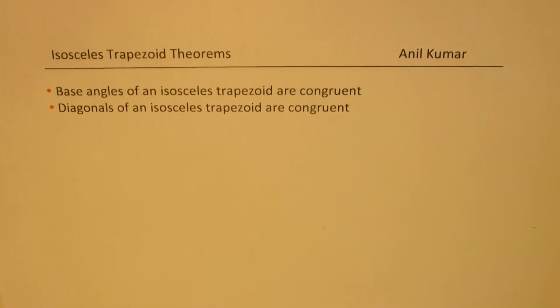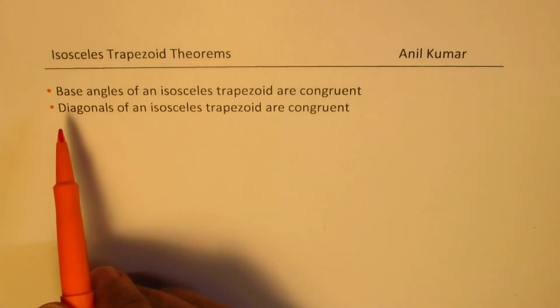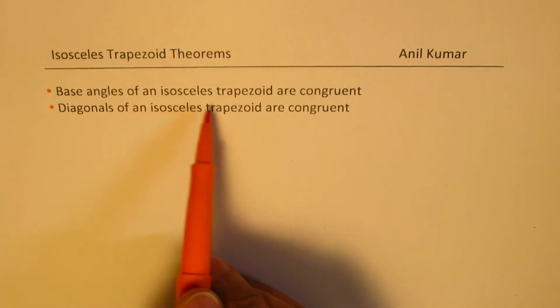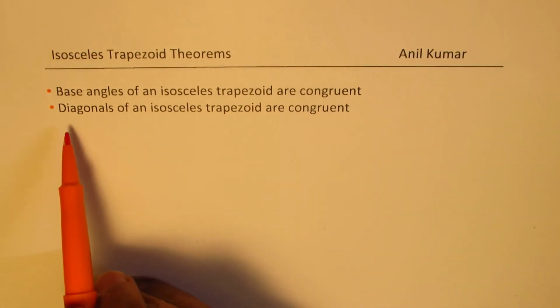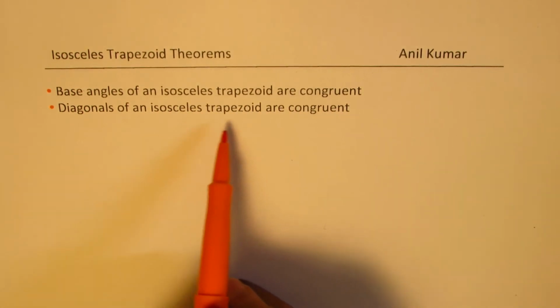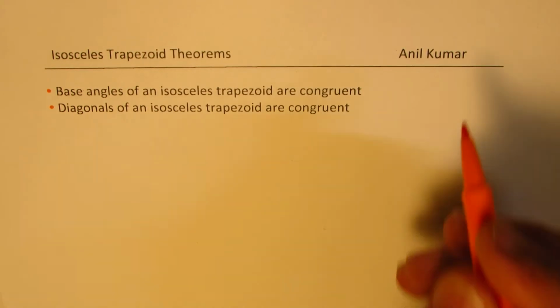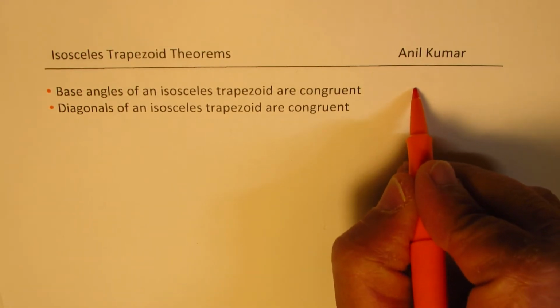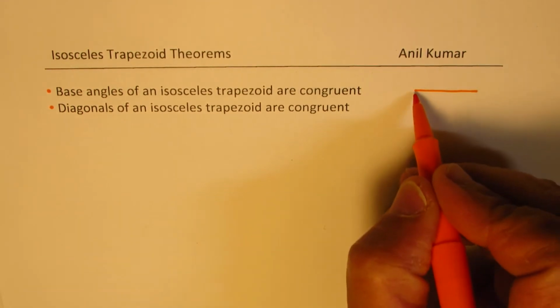We'll discuss two very important theorems, the proof of these theorems based on isosceles trapezoid. We'll also take a few questions where these theorems will be utilized. So the two theorems are: the base angles of an isosceles trapezoid are congruent, and diagonals of an isosceles trapezoid are congruent. So let's talk about the isosceles trapezoid.